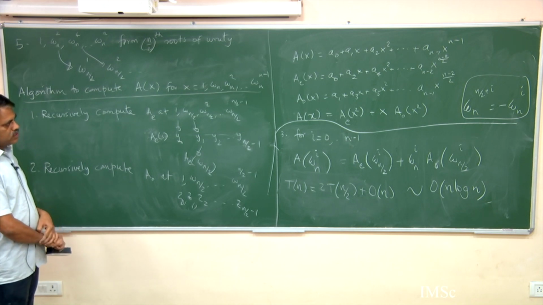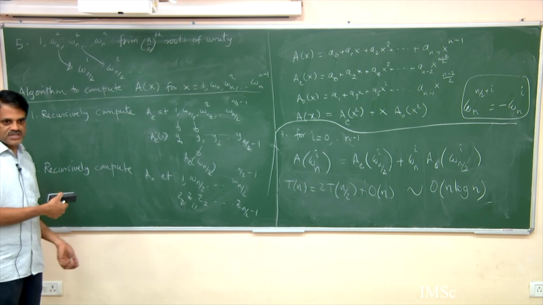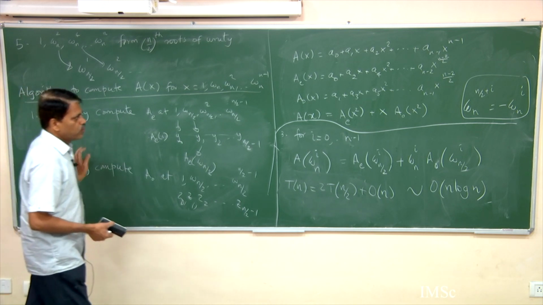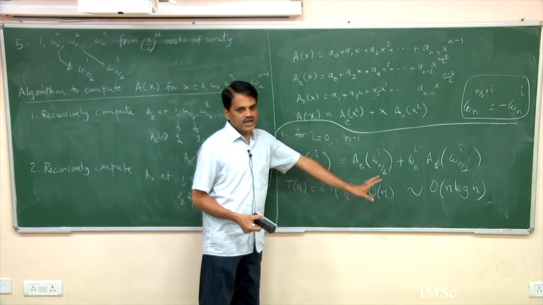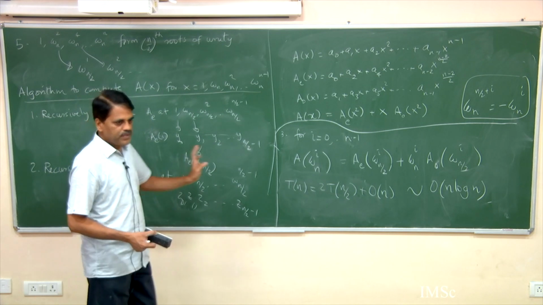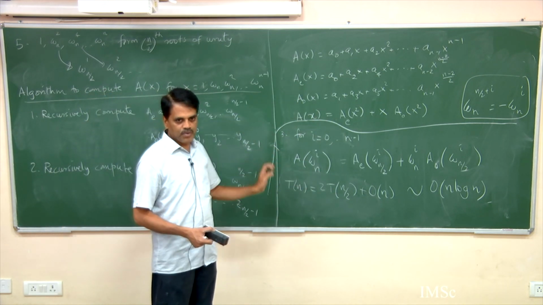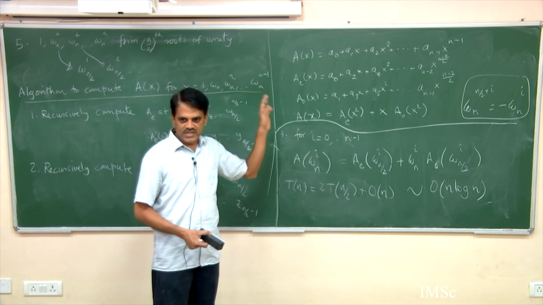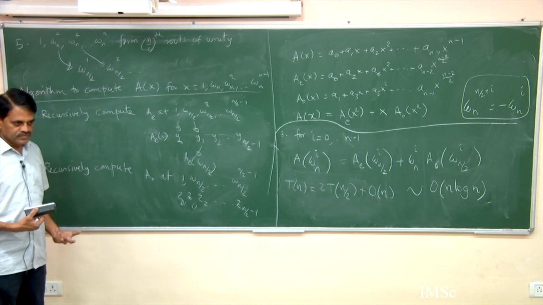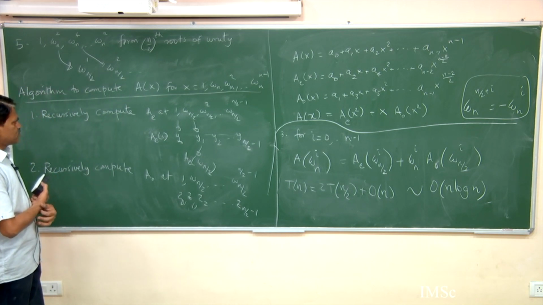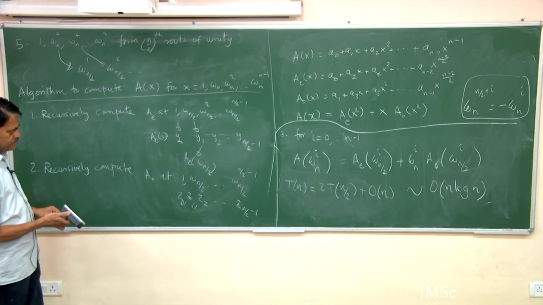Okay, so now I want to come back to the coefficient representation for the product. So given A, I compute A at these points in n log n time. Given B, I compute B at these points in n log n time, and then do a pointwise multiplication to get the product at these 2n points in linear time. Now I want to come back to the coefficient representation. So let's look at that part of the algorithm.